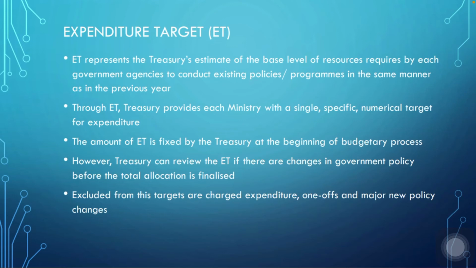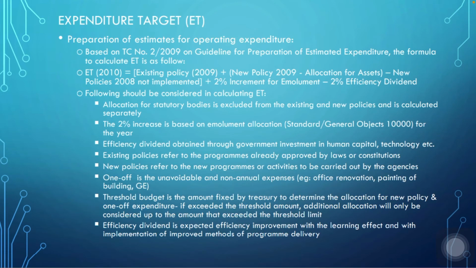Excluded from this target are charge expenditure, one-off and also major new policy changes. So basically untuk ET ni dia tak applicable kepada perubahan, contohnya macam ada polisi baru, so ET ni expenditure target ni tak akan terkesan. Itu kita masuk dengan excluded. So bila ada new policy, so we come up with a new expenditure target. So preparation of estimates for operating expenditure. So basically yang ni adalah macam mana nak calculate expenditure target.